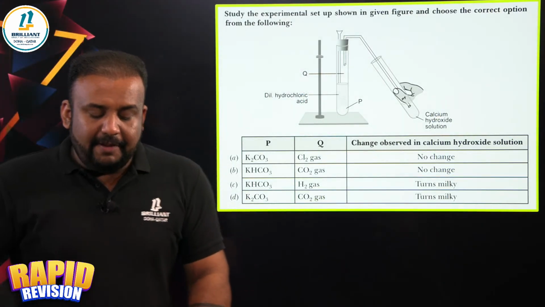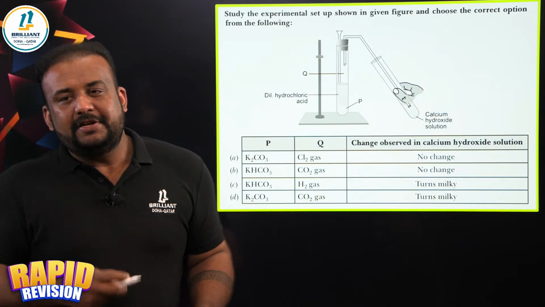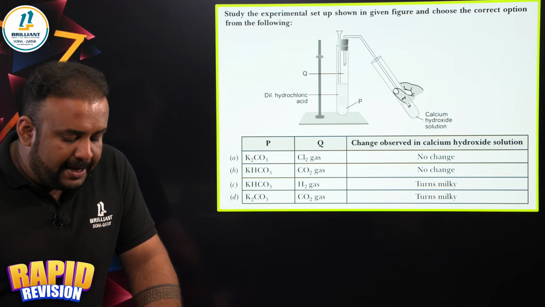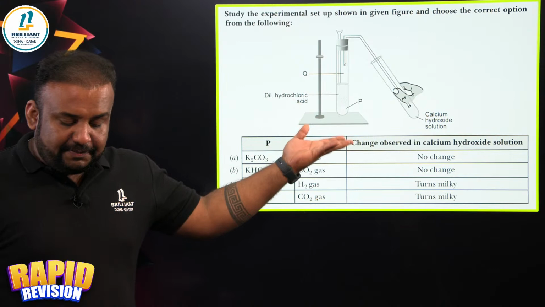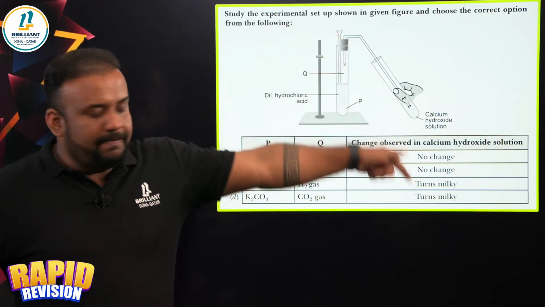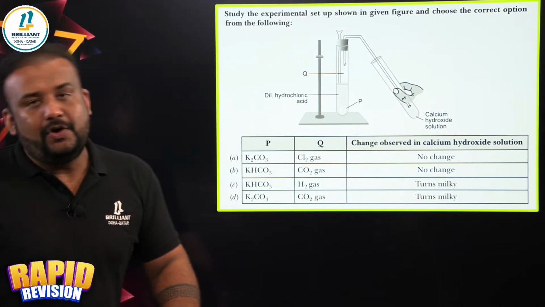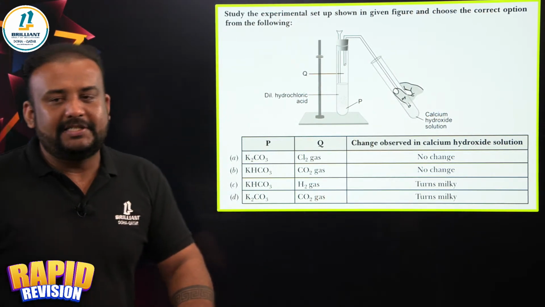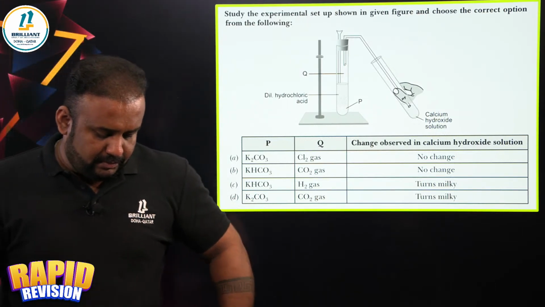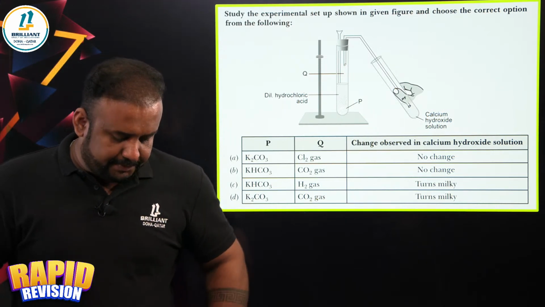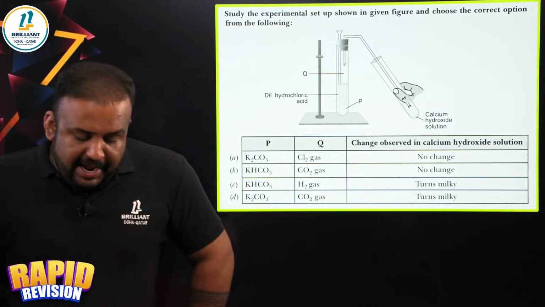Next, study the experimental setup shown in the given figure and choose the correct option from the following. Look at this question. It's a very interesting question. You have dilute hydrochloric acid and you have added some substance P. There is a gas produced which is Q, and that is being passed into calcium hydroxide solution. So which tabular value is matching with the experimental setup? Come on, quick. Many are saying option D.